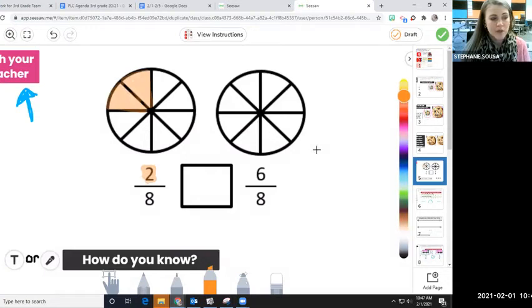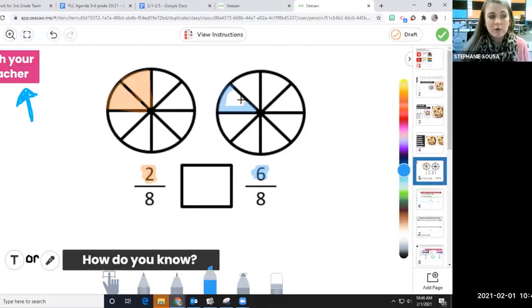Okay. So this model now shows that we have 2/8. Now I'm going to come over to this model, which asks me to shade 6/8. I'm going to start shading in the same place that I shaded the 2/8. I shaded this piece first.